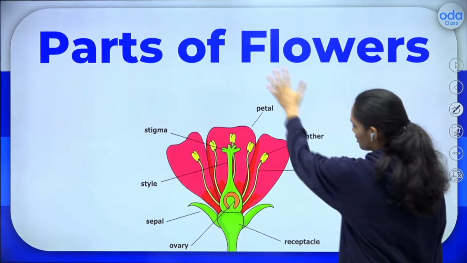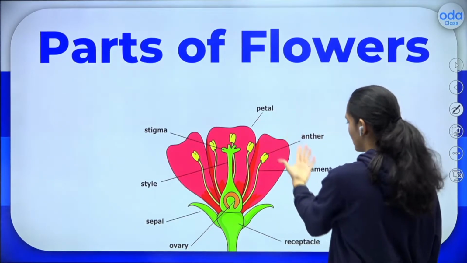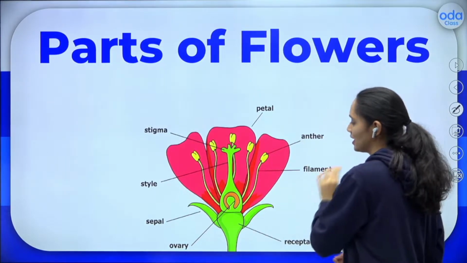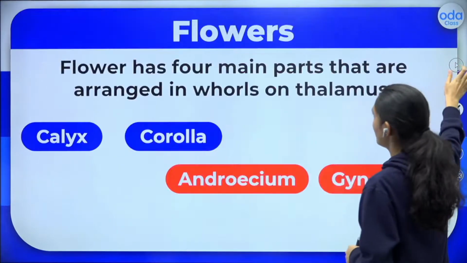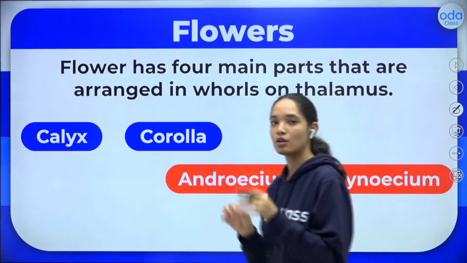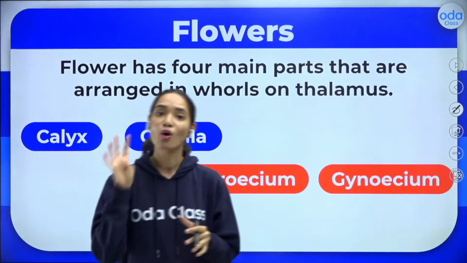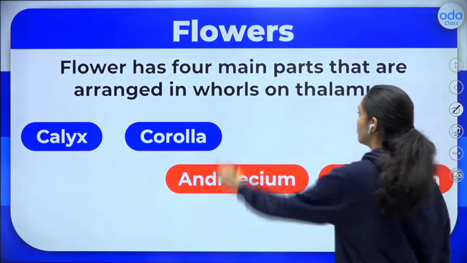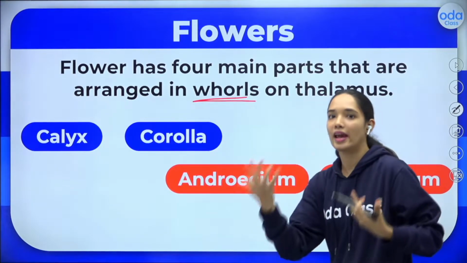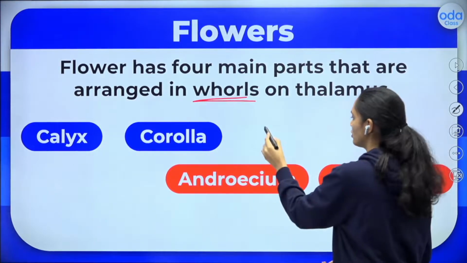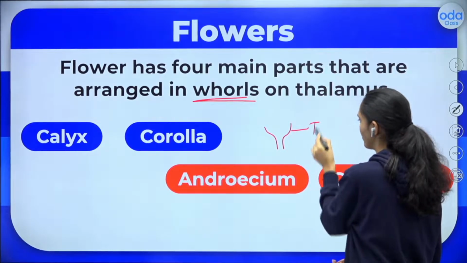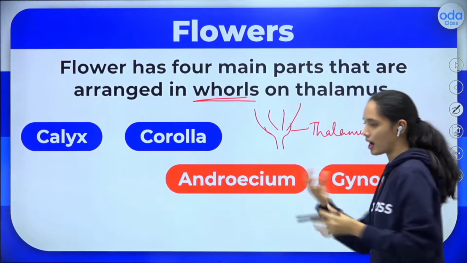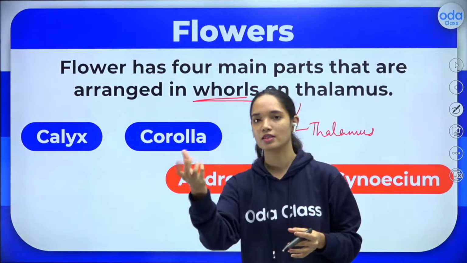I hope you can see this big structure on the screen. You can also see different names here. It's a labelled diagram. So now we'll be discussing each part in detail. Okay. So moving ahead, a flower has four main parts. These main parts are arranged in whorls, you can say in layers, on a thalamus. Okay? So this is your pedicel and this is your thalamus, isn't it? So from here, above this thalamus, your whorl starts. Different parts of the flower start generating.